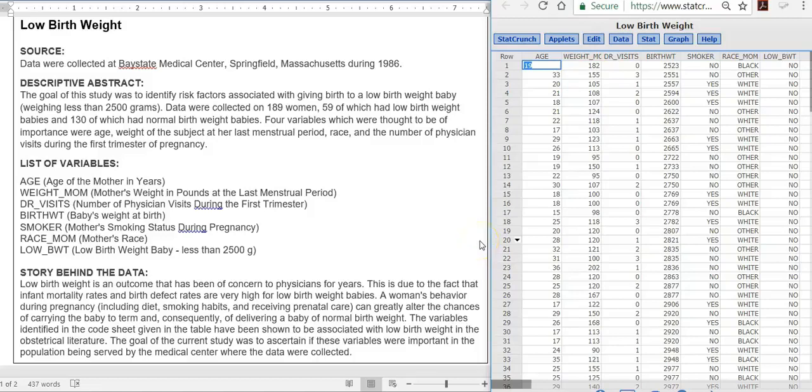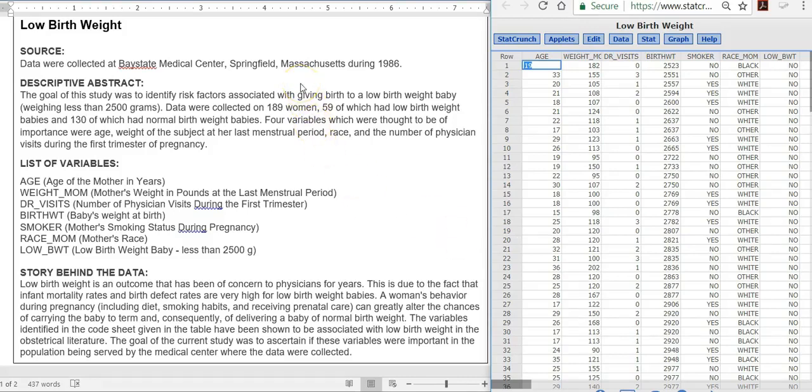In this session, we're going to look at exploring and analyzing some data using both the graphs and displays that we learned about last week and the new material from Chapter 3 from this week. The data set that we're going to look at is in our StatCrunch class group. It's called Low Birth Weight. So feel free to pull it up and follow along as we go.